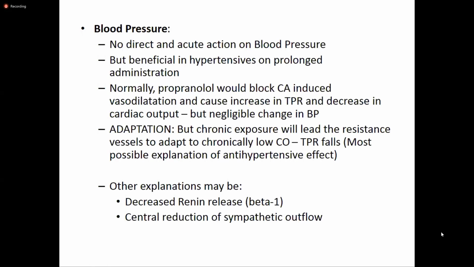Another explanation why propranolol is used in the treatment of hypertension may be that it causes decreased release of renin from the juxtaglomerular cells of the kidneys, and also causes a central reduction of sympathetic outflow. The central reduction of sympathetic outflow means there will be less noradrenaline or adrenaline flow, and less adrenaline, noradrenaline means there would be a decrease in blood pressure. So, decrease in renin release.